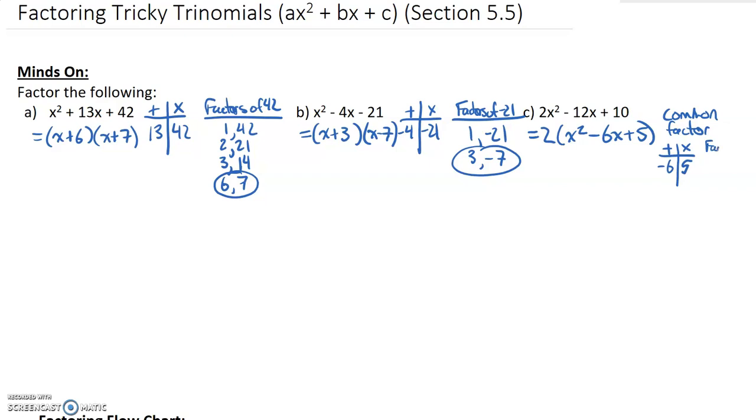And so we need factors of 5. You probably see this one directly. 1 and 5 wouldn't do it because that would add to a positive number. But if we make them both negative, that would multiply to a positive and add to a negative. So those are the factors that we want. So 2, we're going to have x, we have -1, and we have -5. And that's how you go about factoring that.